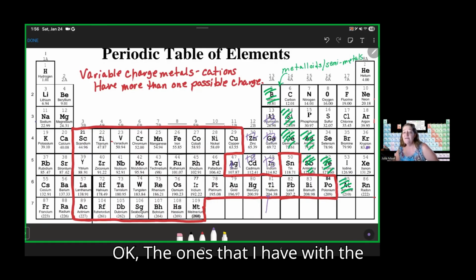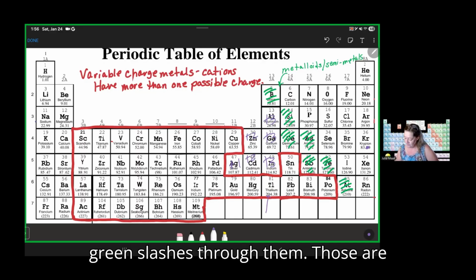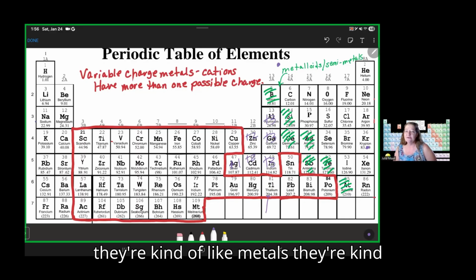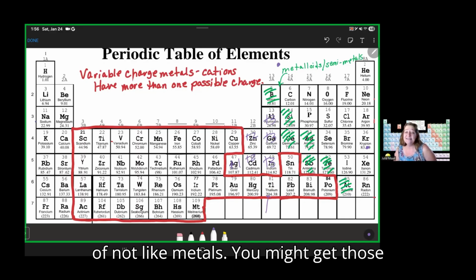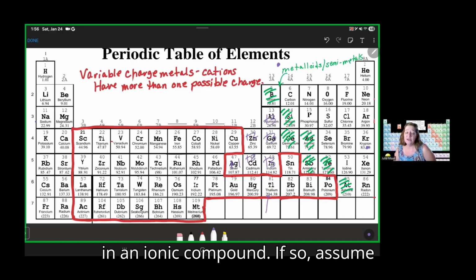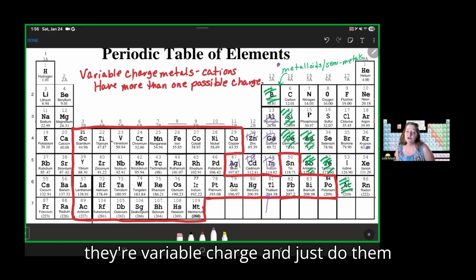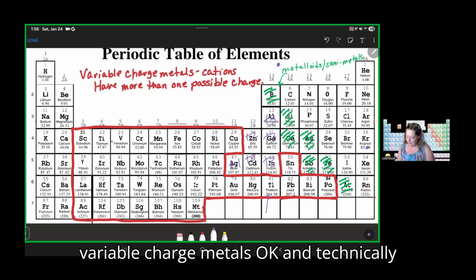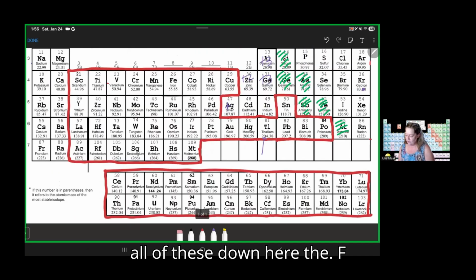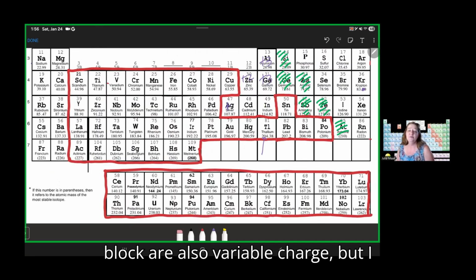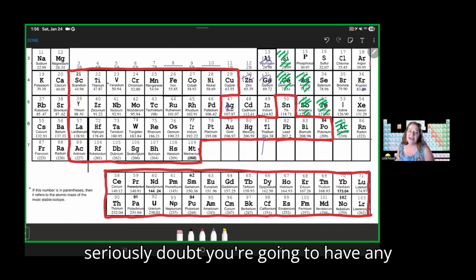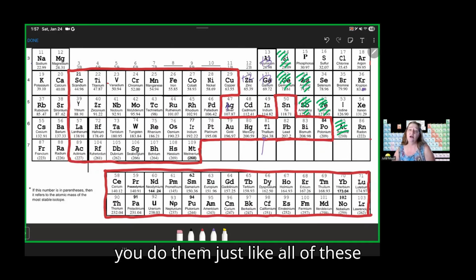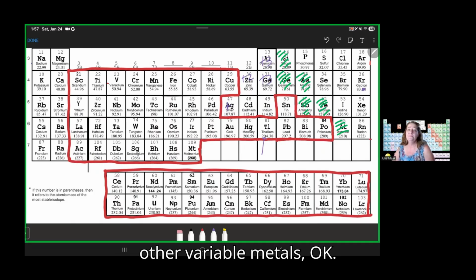The ones that I have with the green slashes through them are your metalloids or semi-metals. They're kind of like metals, they're kind of not like metals. You might get those in an ionic compound. If so, assume they're variable charge and just do them like the other variable charge metals. And technically, all of these down here, the F block, are also variable charge, but I seriously doubt you're going to have any of those in your nomenclature. If you do, do them just like all of these other variable metals.